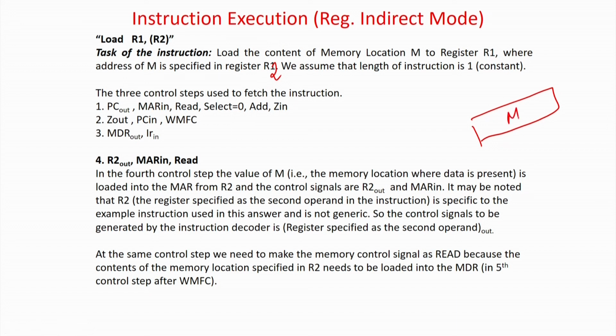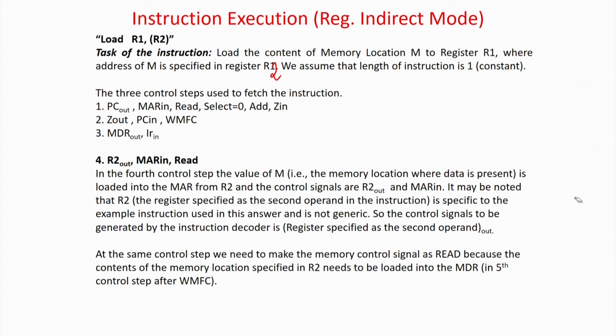So R2 will have some value M. If this is your memory, this is your value of M, and this is your R2. The exact address of the operand will be found in R2. M will have to be looked up in memory, and the exact value, say L, will be dumped to R1. That is the register indirect mode that we are going to do now.